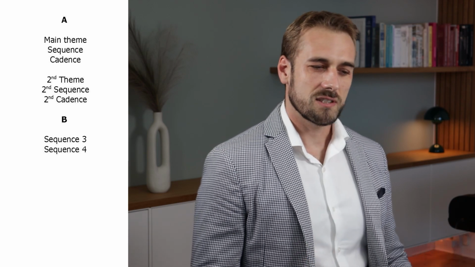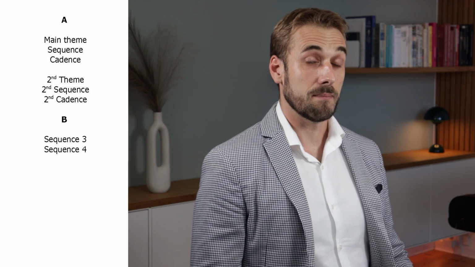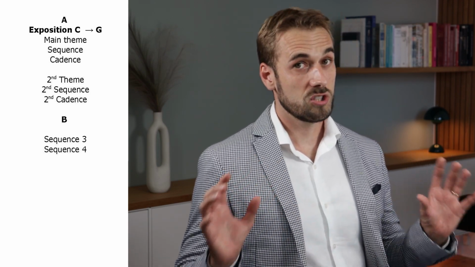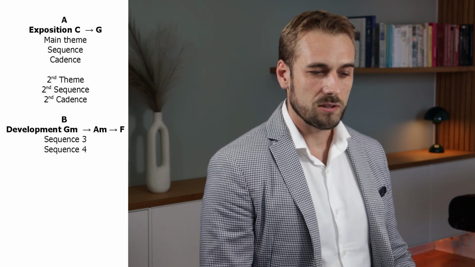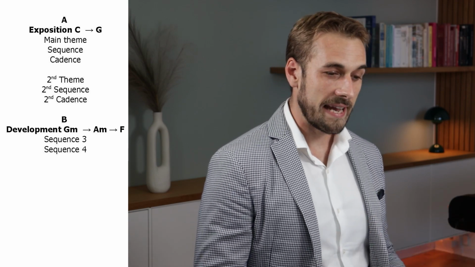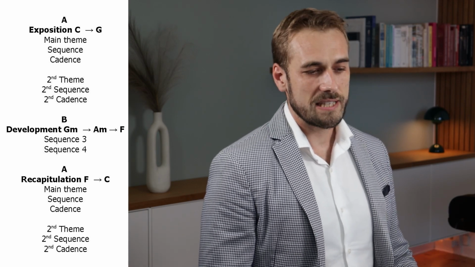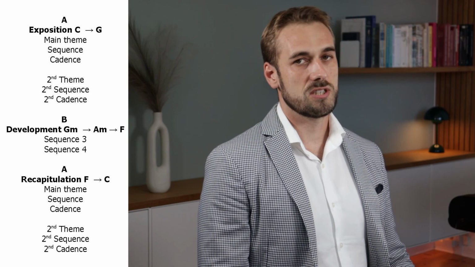Now, the harmonic structure is a little different from the melodic structure. We have an exposition that goes from C major to G major, a development that goes from G minor to A minor and then to F major, and finally a recapitulation that goes from F major to C major.